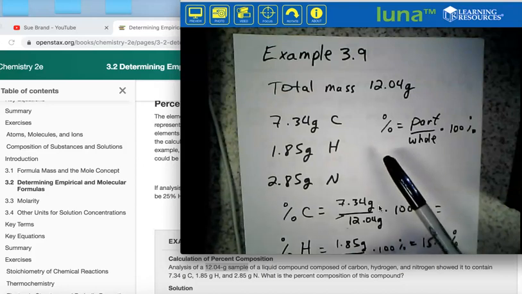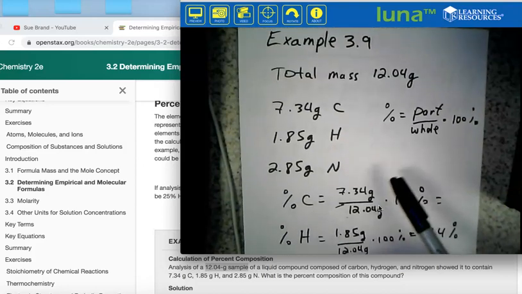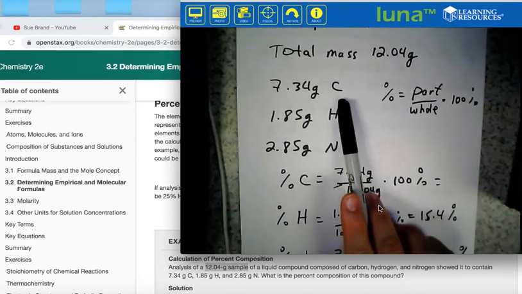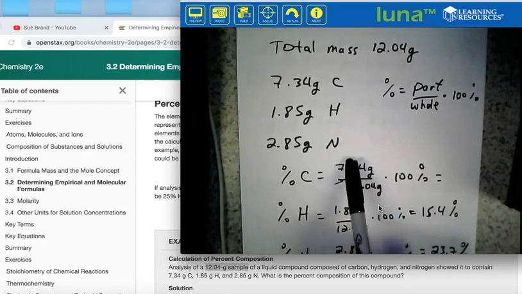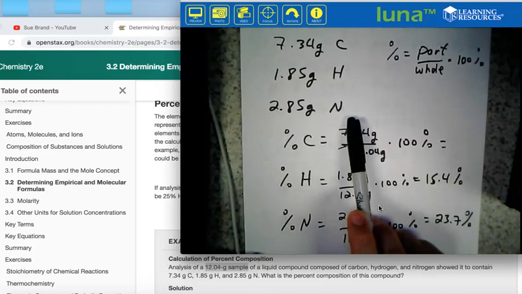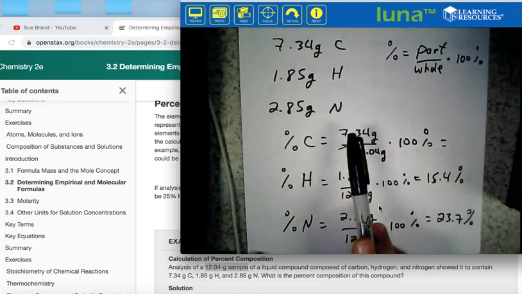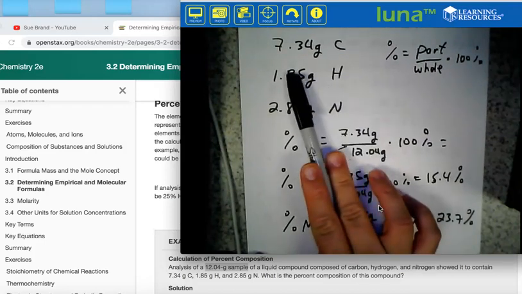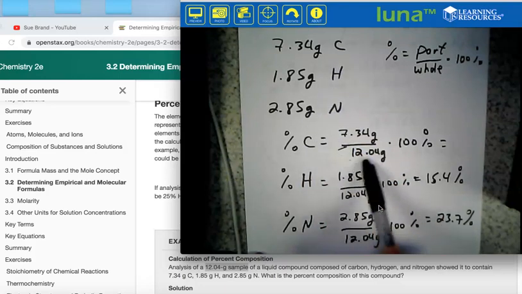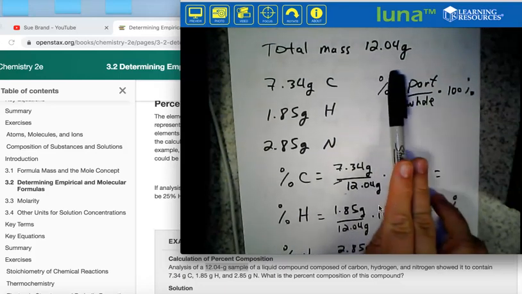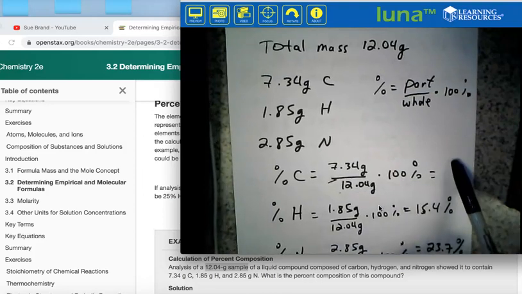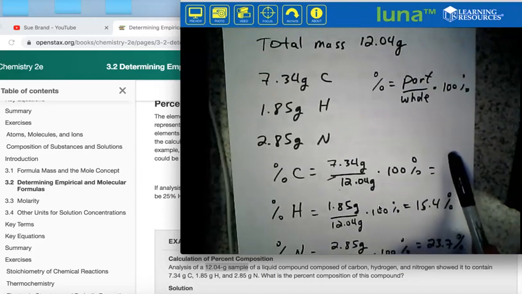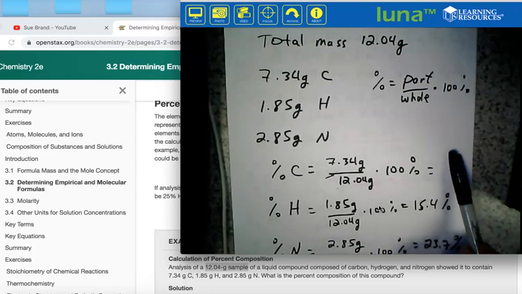So what I need to do here is look at the masses for each element, which are listed as given information. And then I would take the mass of carbon that I have divided by the total mass, right? They gave me the total mass of my sample here, times 100%, okay? And that is going to give me my percentage.